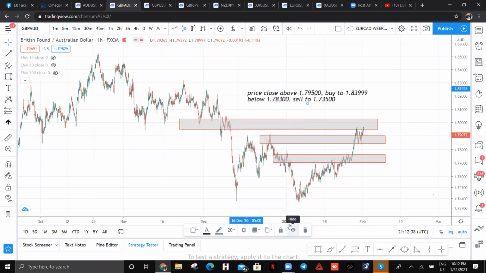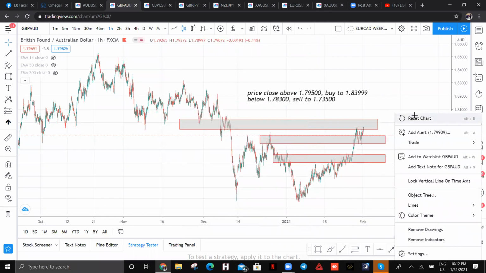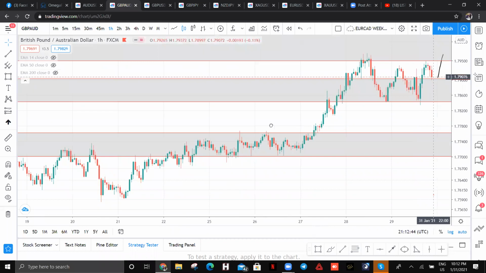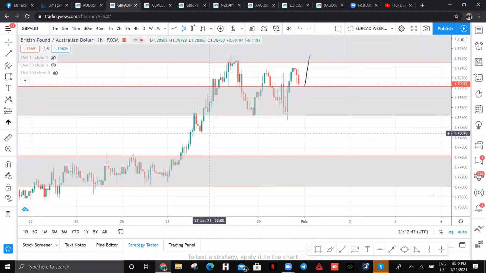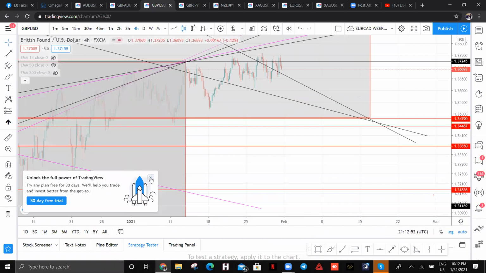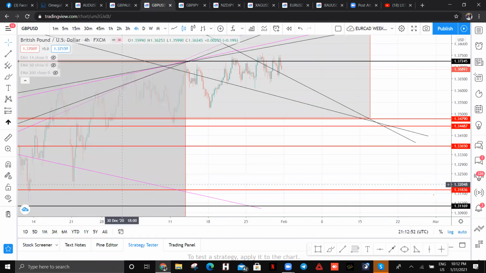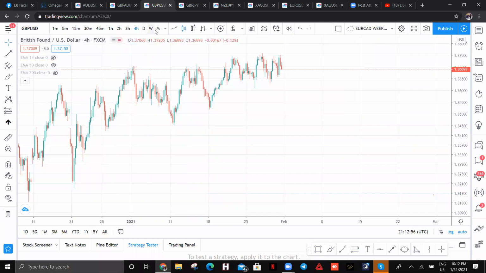All right, so that's what's for GBP AUD. We have to wait for that confirmation before we continue the buy on GBP AUD. So GBP USD, what did we have here? I've deleted it.